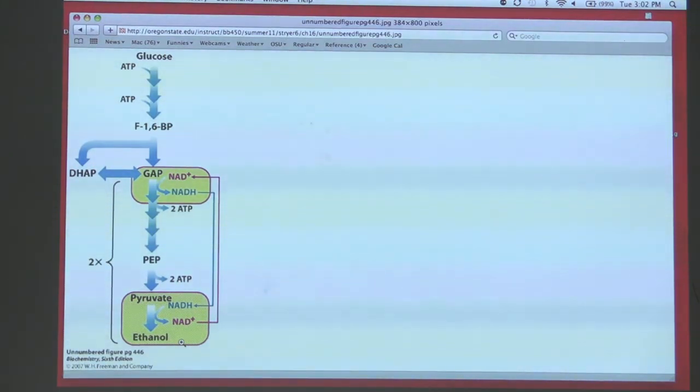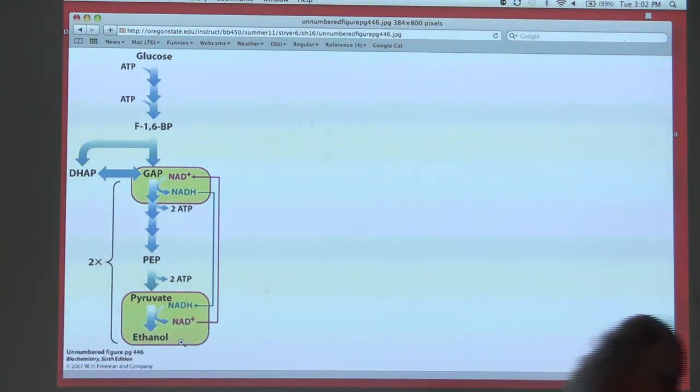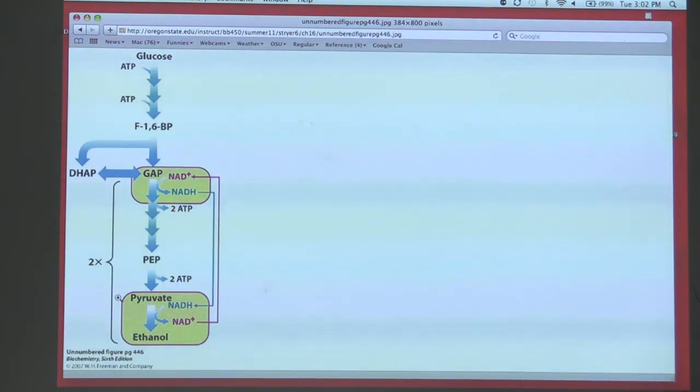But as a matter of fact, what we do is we make lactate instead. We convert pyruvate to lactate. And that reaction also converts NADH to NAD. So as a consequence of that, cells have NAD to keep glycolysis going.